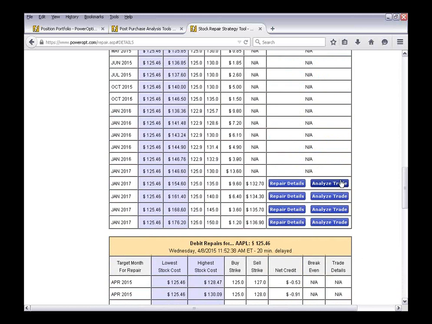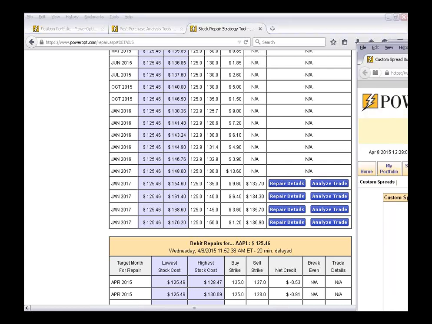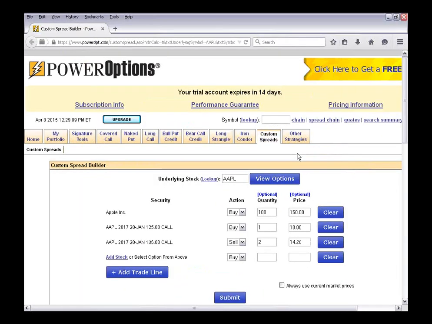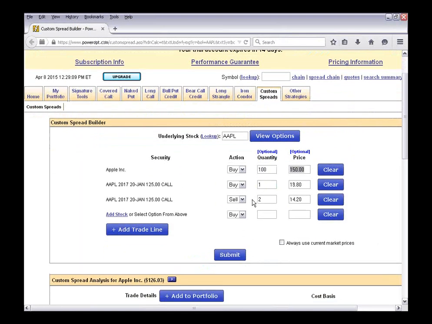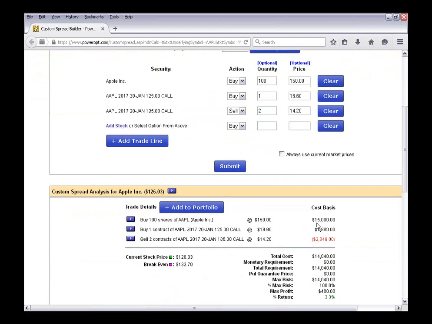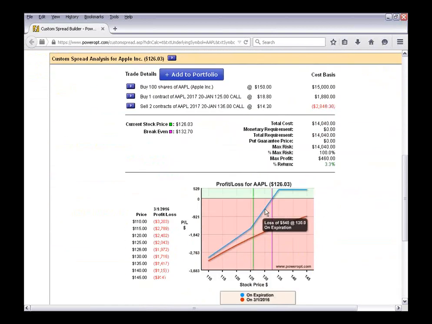All right, now let's take a look at the Analyze Trade function here. The repair details is good because it shows you the breakdown of what you would do manually to repair this position, if available. But if we go to Analyze Trade, this gives us that bird's eye profit and loss chart view. We have 100 shares of stock at 150. We can buy one January 125 call at 1880, sell two 135 calls at 1420. That gives us that net credit of 960. And now we see for our repair, if the stock's trading right at 135 on January 17 expiration, we'd have a profit of $460 or 3.3%, even though the stock is still 15 points below our purchase price.